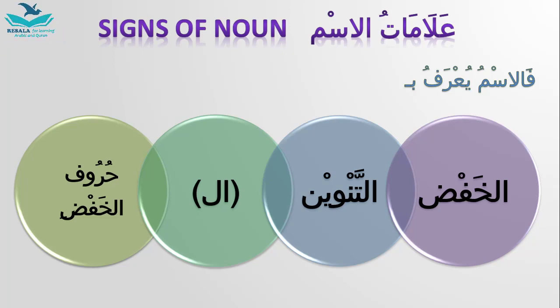Ism. And they are: the word is in the grammatical state of khafd, the word has tanween at the end, the word has alif wal lam at the beginning, and the entrance of a particle that causes a word to be in the grammatical state of khafd comes before it. We call it حروف الخفض, the genitive particles. Let's look at each one of these further.